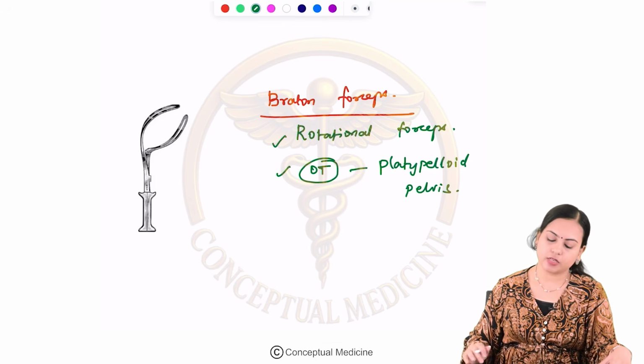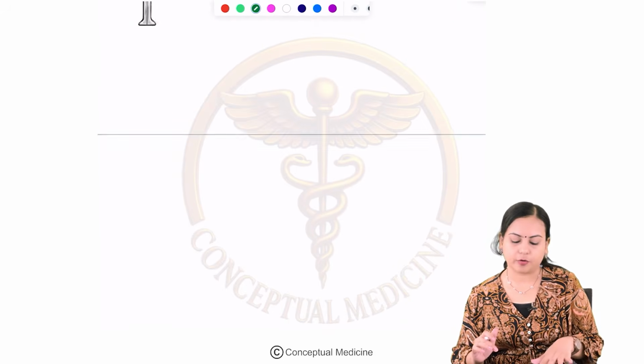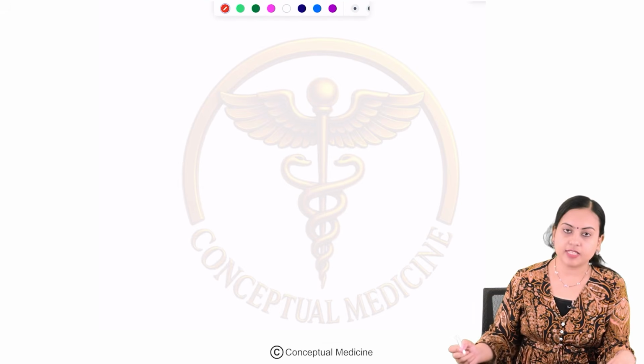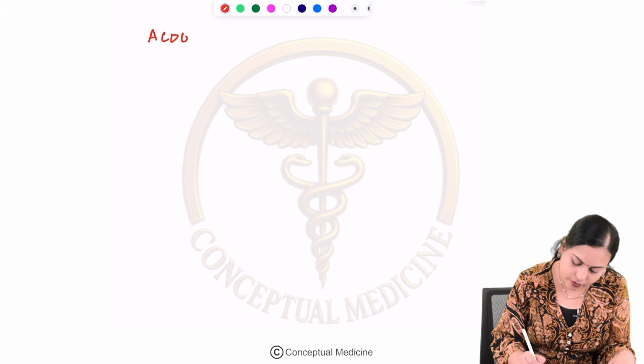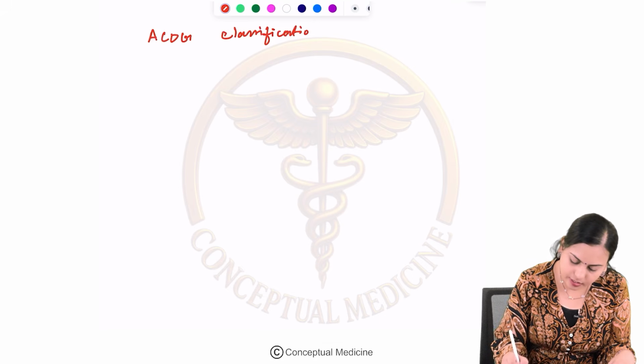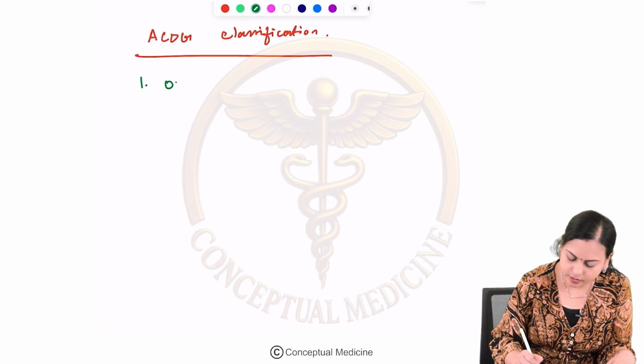Clear? So, these are some of the forceps types that are important, right? Now, we will see the ACOG classification of forceps delivery. ACOG classifies forceps delivery into three main types. Okay. So, first one is outlet forceps.